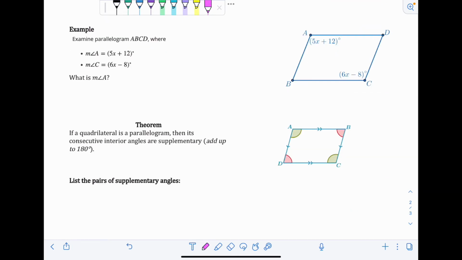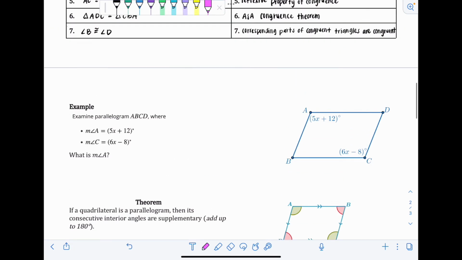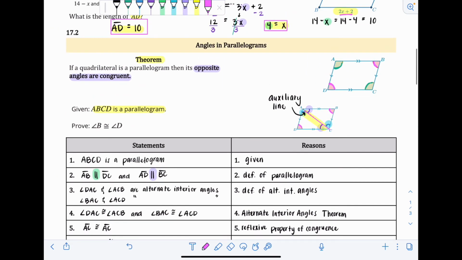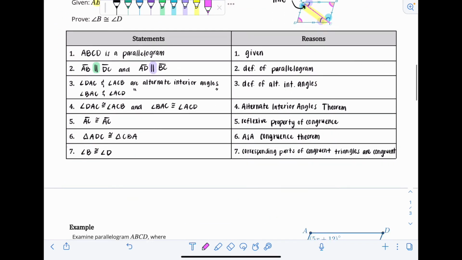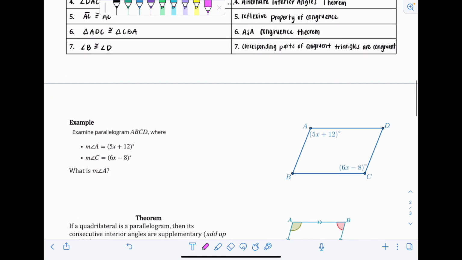For the next example, we're going to use the theorem that we just proved. So I'm going to go back up to the theorem really quick. It was in the upper left corner: if a quadrilateral is a parallelogram, then its opposite angles are congruent. So if we go back down to our example, it says examine parallelogram ABCD, where the measure of angle A is 5x plus 12 and the measure of angle C is 6x minus 8 degrees.